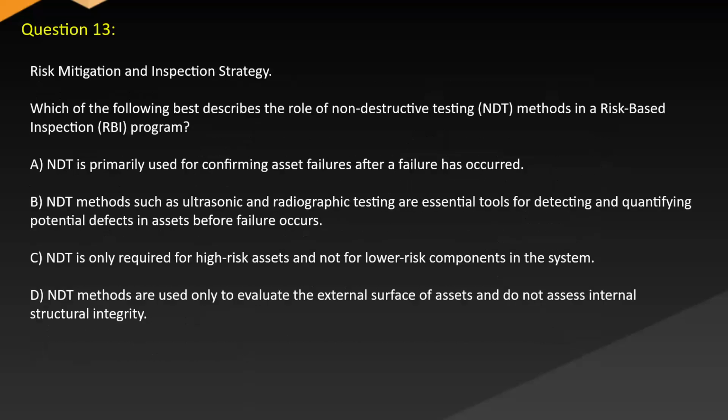Question 13. Risk mitigation and inspection strategy. Which of the following best describes the role of non-destructive testing, NDT, methods in a risk-based inspection, RBI, program? A. NDT is primarily used for confirming asset failures after a failure has occurred. B. NDT methods such as ultrasonic and radiographic testing are essential tools for detecting and quantifying potential defects in assets before failure occurs. C. NDT is only required for high-risk assets and not for lower-risk components in the system. D. NDT methods are used only to evaluate the external surface of assets and do not assess internal structural integrity.